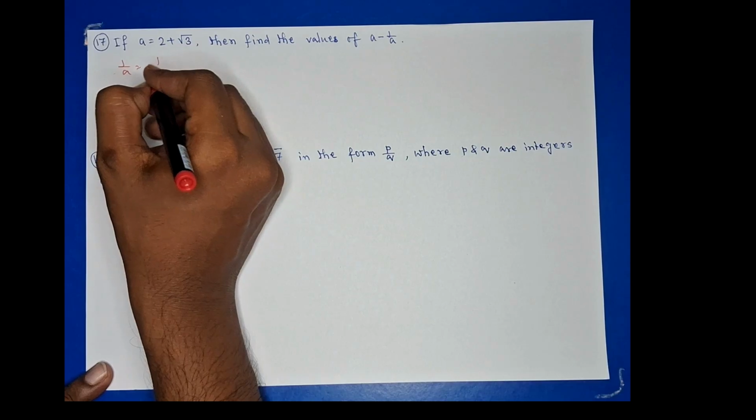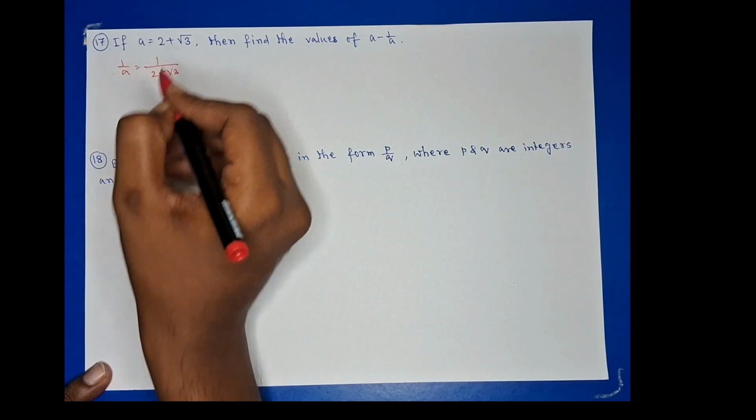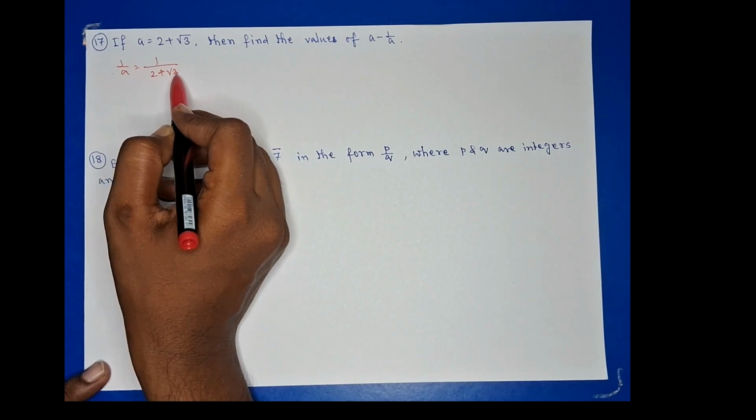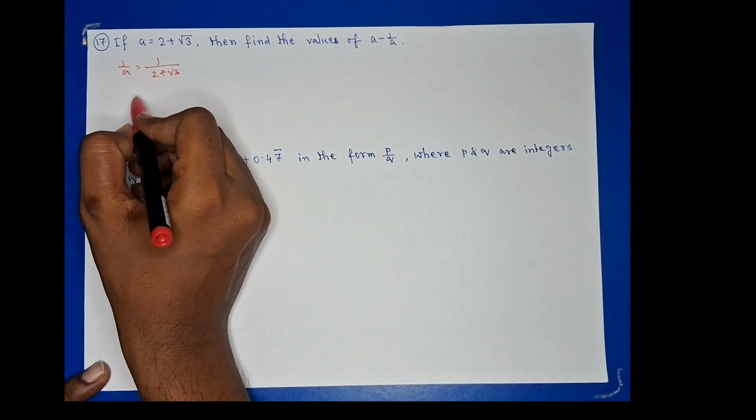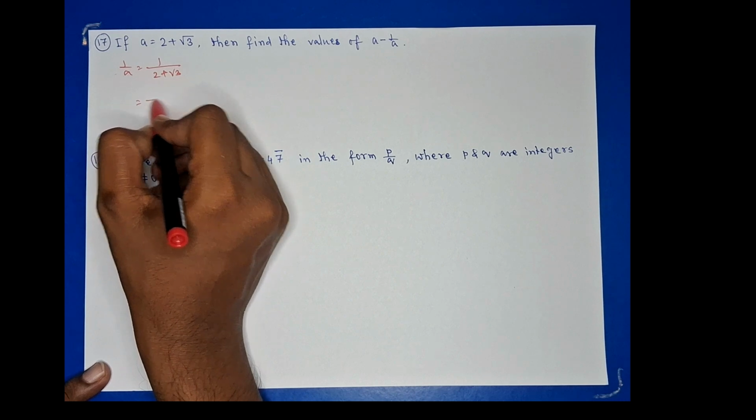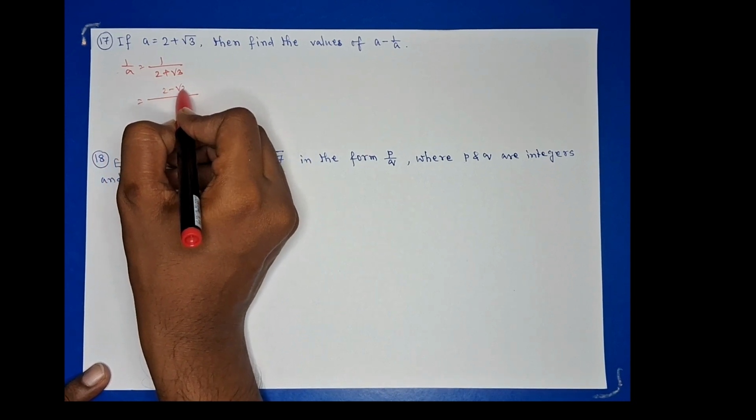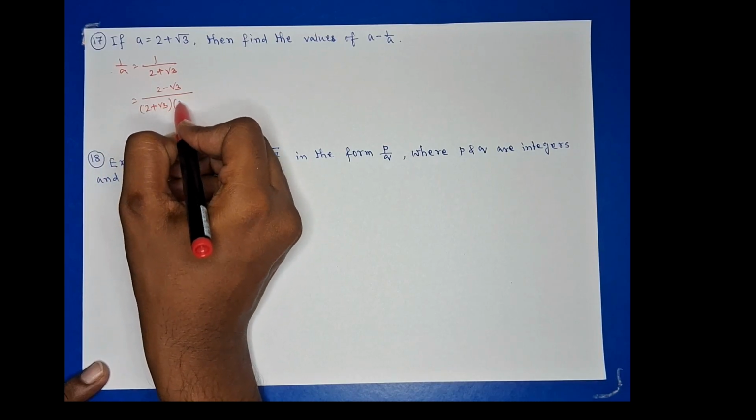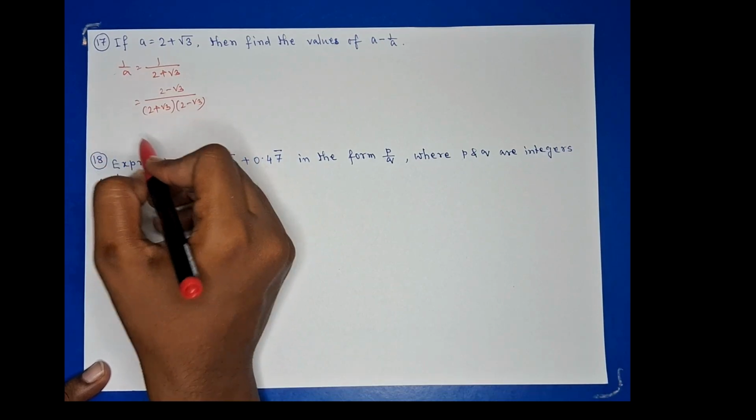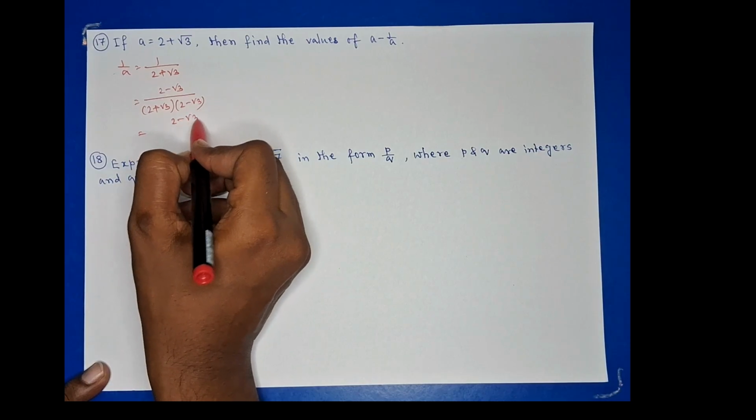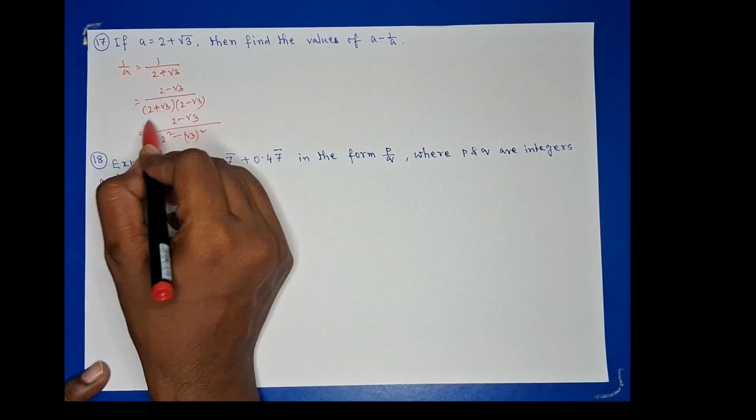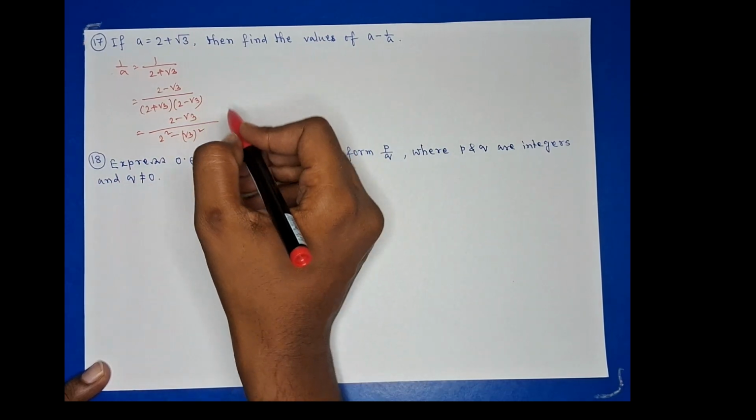1 by a is equal to 1 by 2 plus root 3. In the denominator side, it is not rational. Let us rationalize it. How? We'll multiply with 2 minus root 3 on both numerator and denominator and see what we get. a plus b into a minus b.